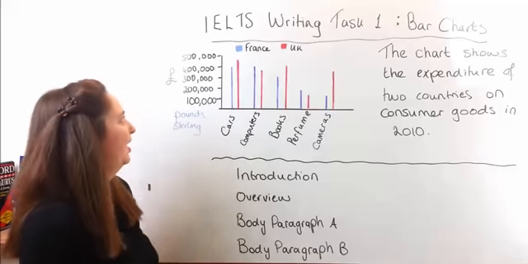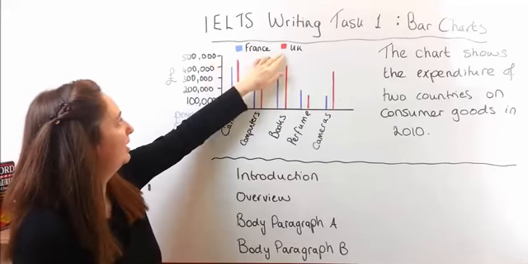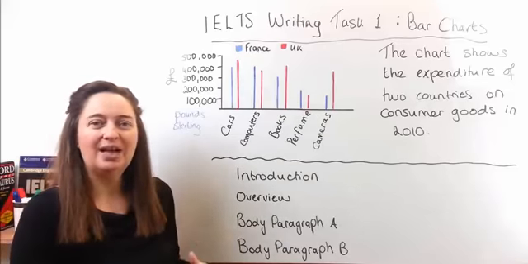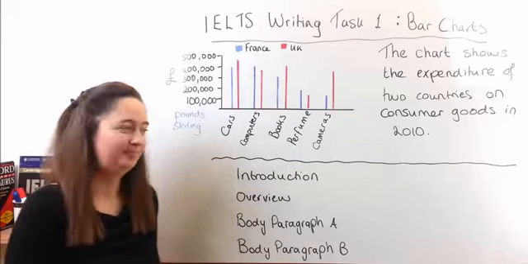And if we look further, we can see that the 2 countries, we've got one in blue and one in red. We've got France and the UK. So that is our bar chart for this lesson. Let's have a look at our paragraphs.